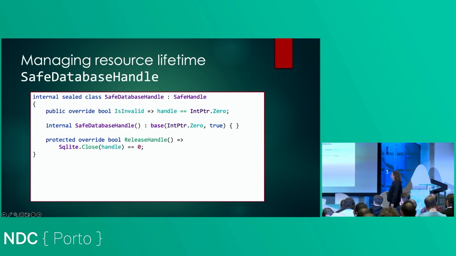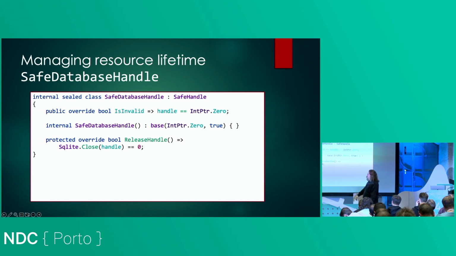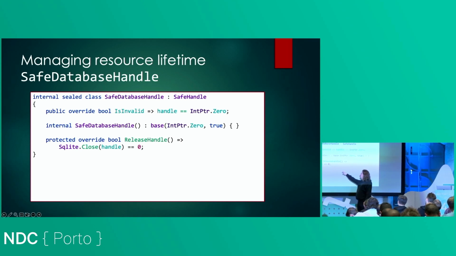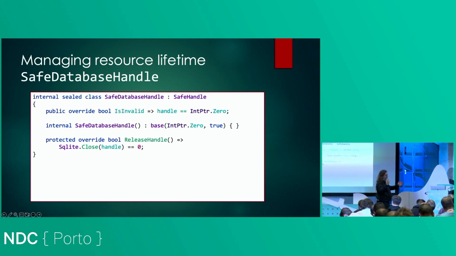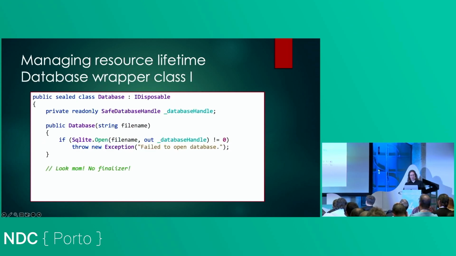And then you also have to override ReleaseHandle that releases whatever the resource is. So it's a SQLite database. We just say close, and then we just return a bool if it worked or not. That's it. And then with this, we can create our database class that will do what I showed you earlier, where I want to end up. And for wrappers like this, you might get away with saying, OK, it's sealed. So certain problems you don't have because of this, and we implement IDisposable. We have a read-only safe database handle in there.